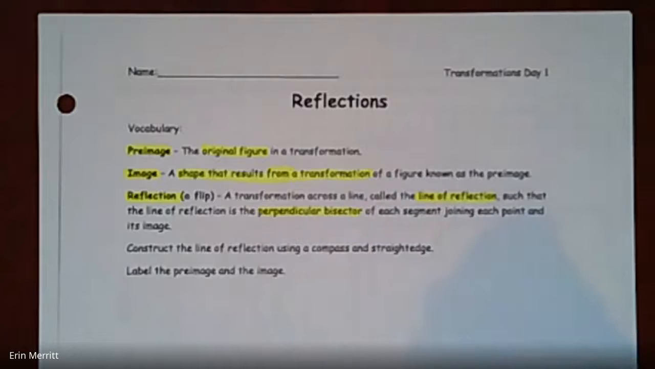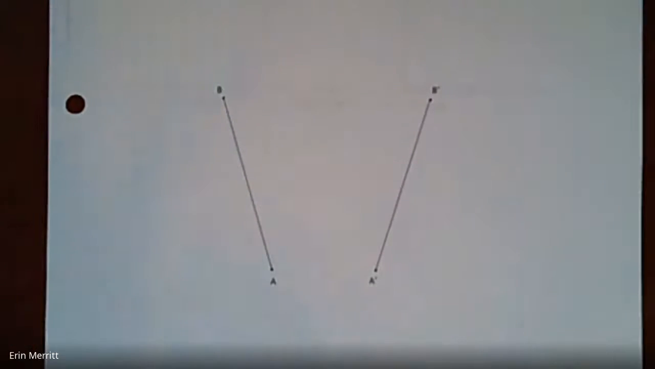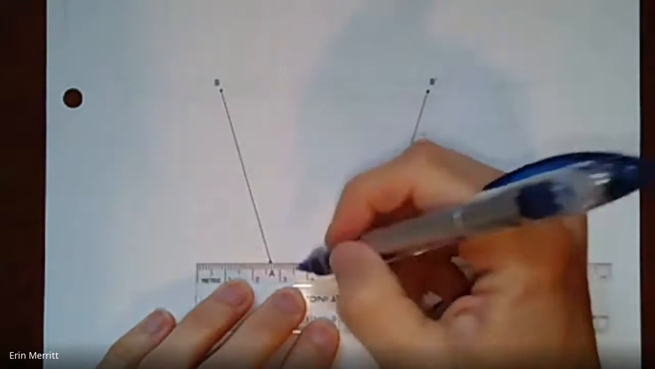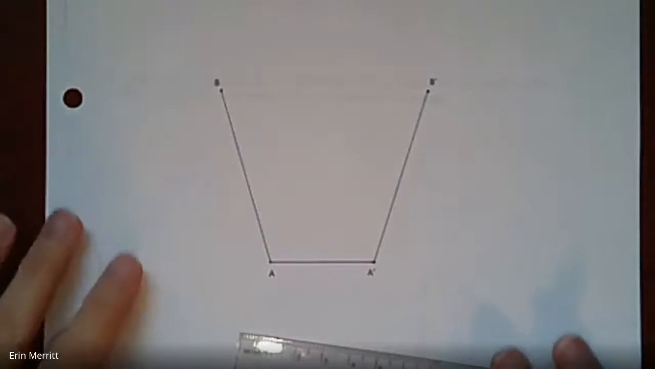So this first one, we get to do a little construction and it's connected right to that perpendicular bisector. So we're going to construct the line of reflection using our compass and straight edge. So if yours isn't nearby, pause the video, go grab it. The first thing that you're going to do is create the segments that join the pre-image A to the image A prime. So I'm going to connect those dots here. So I have A and A prime. Now I could have picked B and B prime, but might as well start at the beginning of the alphabet.